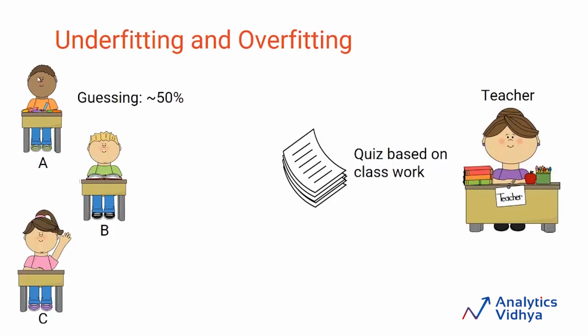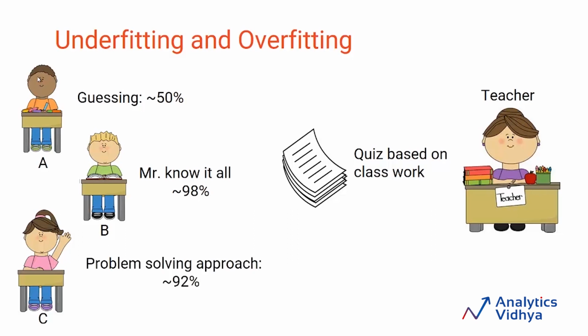Student B, on the other hand, actually breezes through the test quickest. During the class, he actually memorized every question and answer and was easily able to score a 98%. Almost a perfect score, right? Now we have student C, who we know learned how to solve the problem. She took her time and patiently scored a 92%, a pretty good score, I would say.